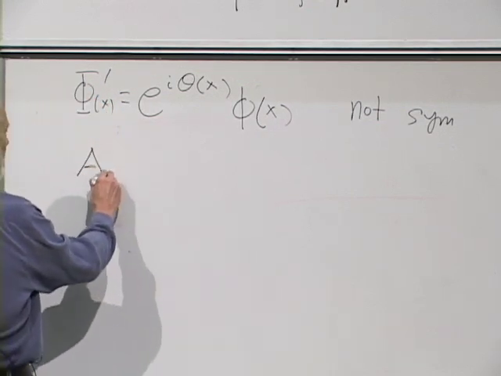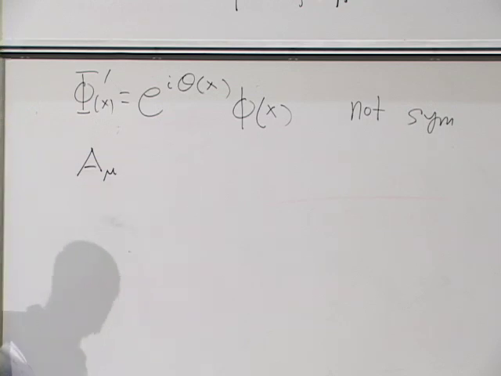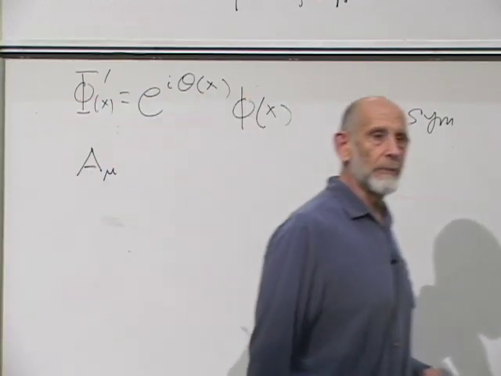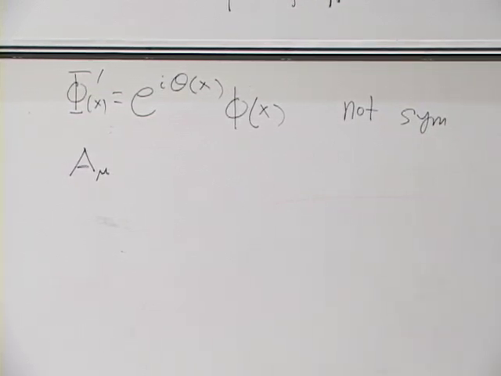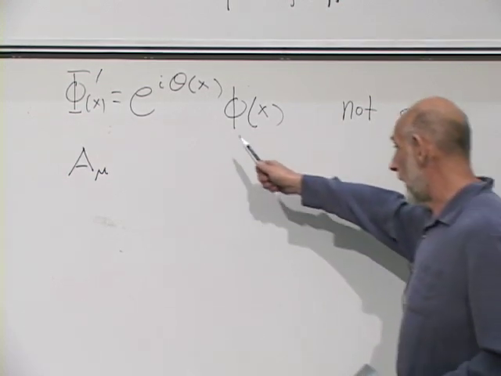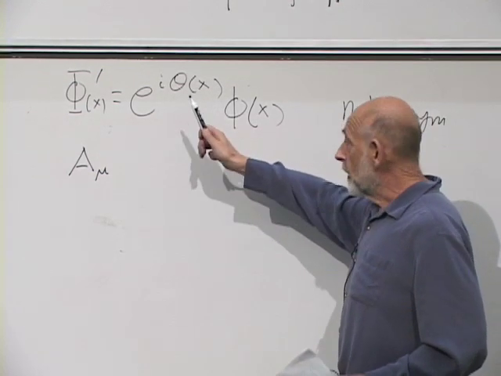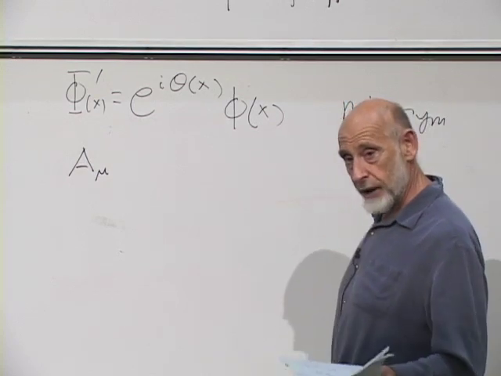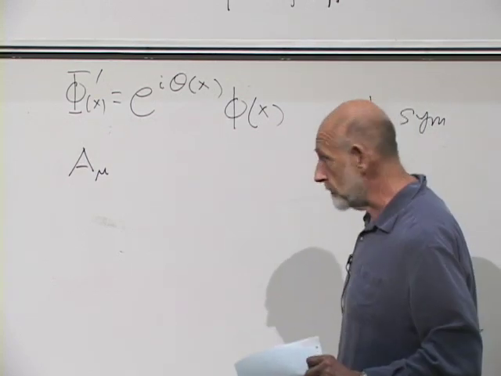It's a 4-vector. It has an index mu. It's also a function of position. Out of it, you build the electromagnetic field, E and B, or electric and magnetic field. There's a transformation property when you do a gauge transformation, like this; this is called a gauge transformation.